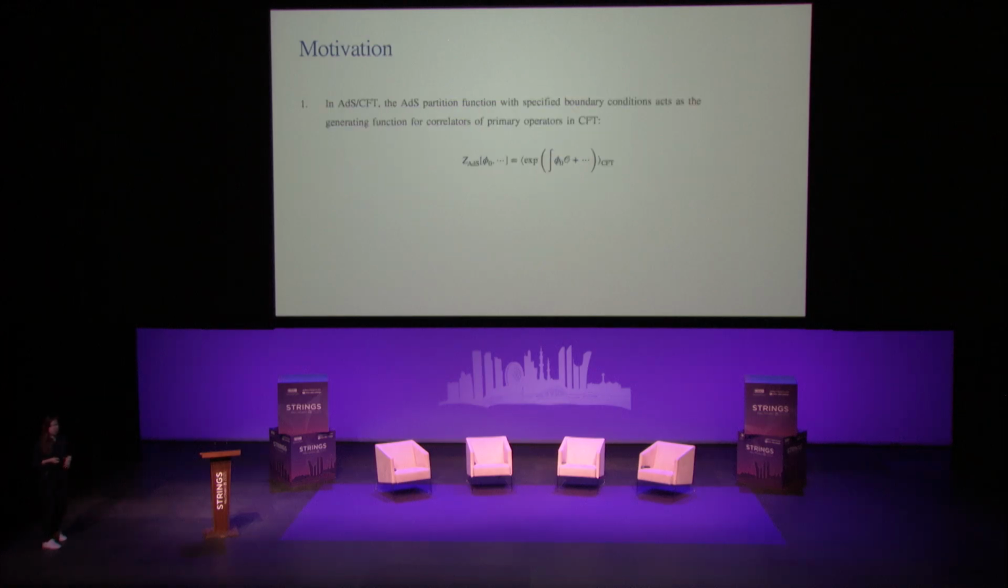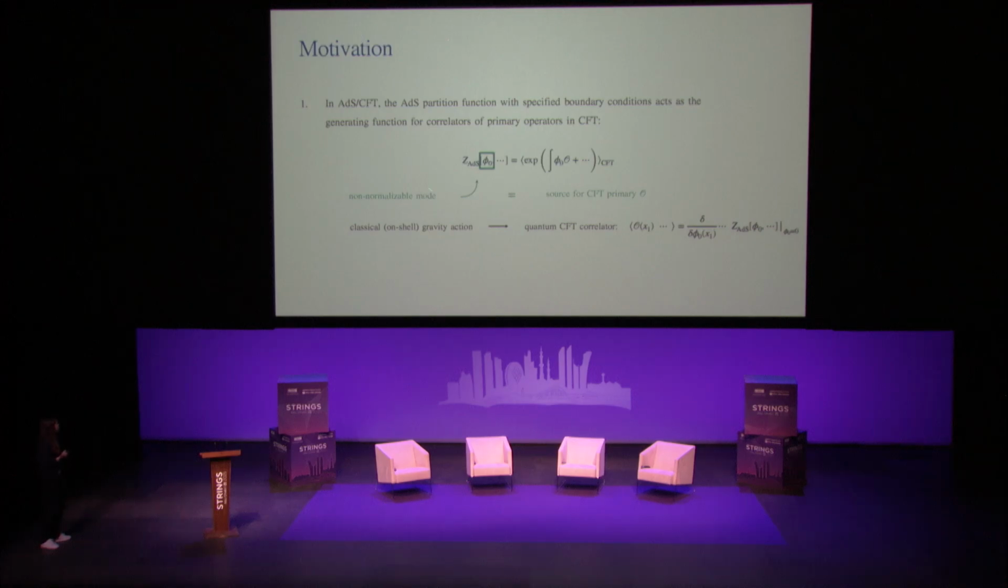So I'm going to put forward two sort of questions that one can ask, both of which draw inspiration from AdS/CFT. The first one is a lesson from old days of AdS/CFT, which is that the AdS partition function with specified boundary conditions acts as the correlation function of primary operators in a conformal field theory. The way this works is that in AdS, near the boundary, in the simplest examples, there are usually two kinds of modes. One of them is growing, the other one is decaying.